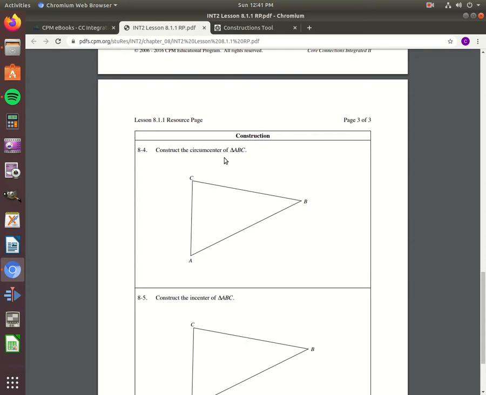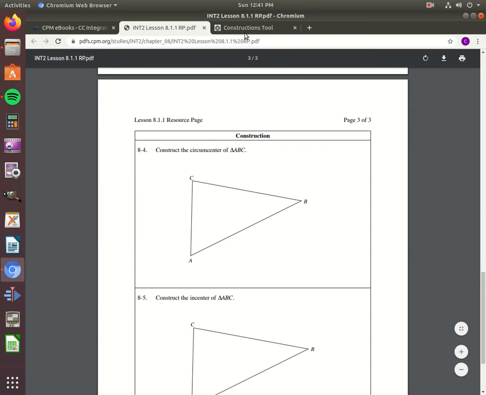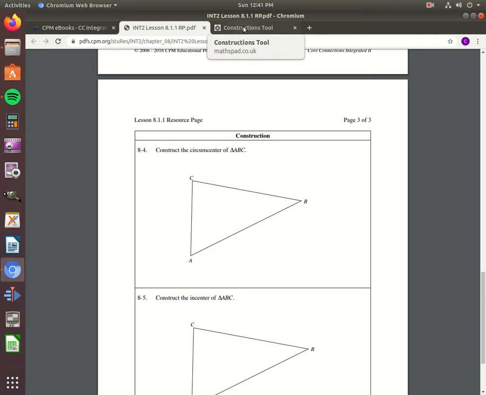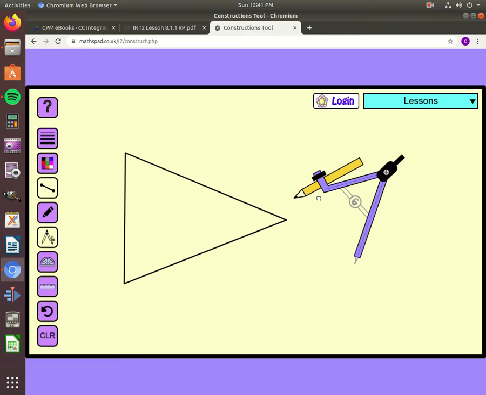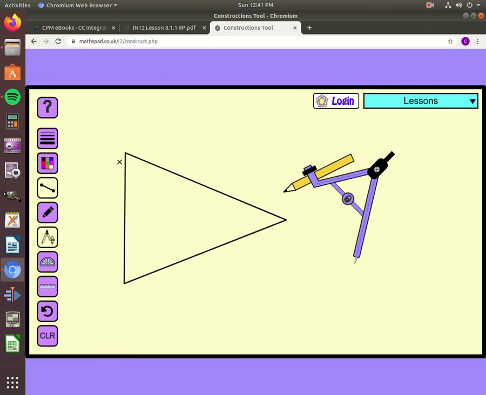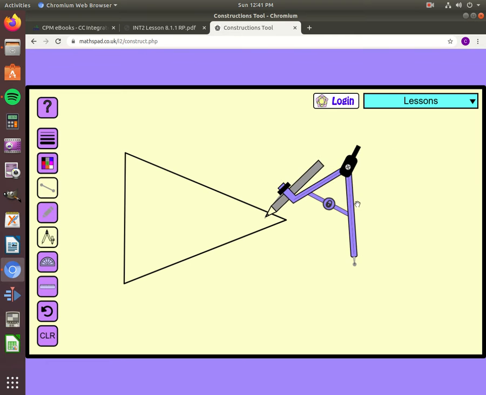8.4 asks us to get the circumcenter of a triangle, and the circumcenter is where the perpendicular bisectors meet. So real similar to what we just did with the centroid, but just slightly different. So I'll show you what I mean by that. So we're just going to have a triangle, and what I need to do here is get the perpendicular bisectors again. So you might be thinking, geez, this is exactly what we just did, but it's actually not exactly like we just did. It's slightly different. So I'll show you what I mean by that.